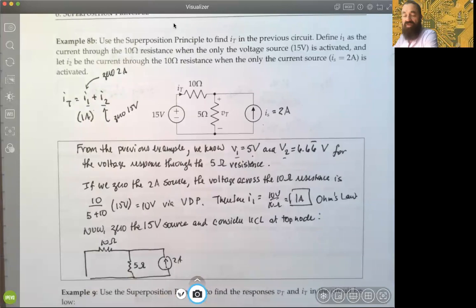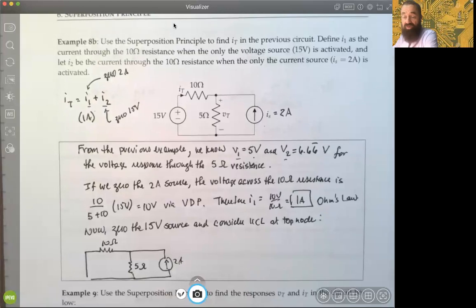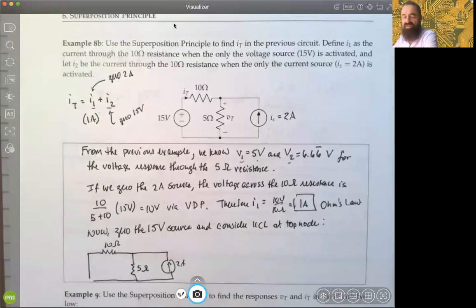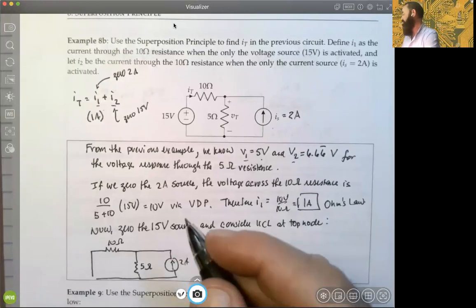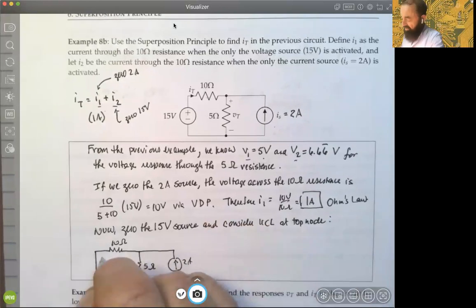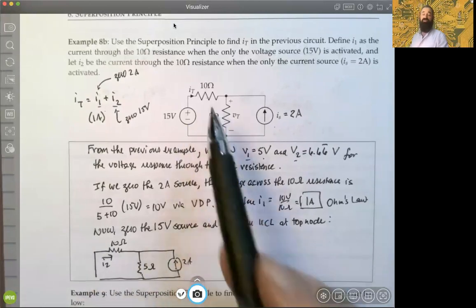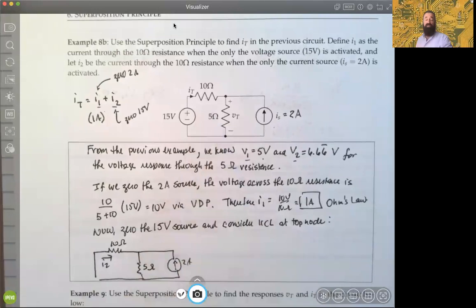So it's just a matter of taking turns, zeroing a source out, and then finding the component of that current or voltage you're looking for in that resulting subcircuit. You get different circuits when you zero these things out, and then you're just solving multiple problems and adding the results together. That's all you're doing, okay? So we're simply trying to write it this way, following the same direction of the original total IT. That's what I want in this case, IT, okay?